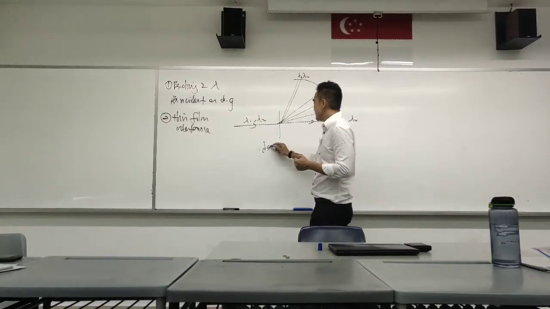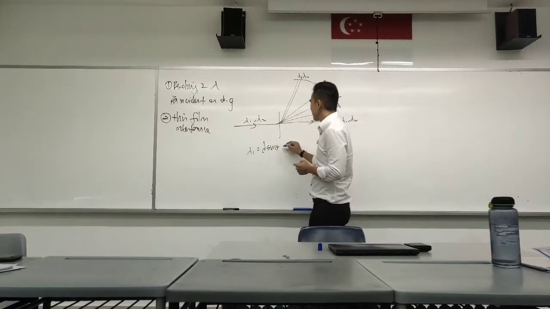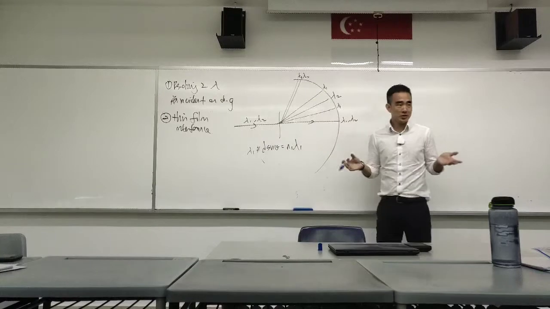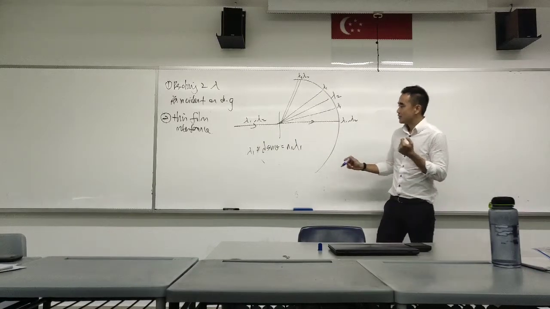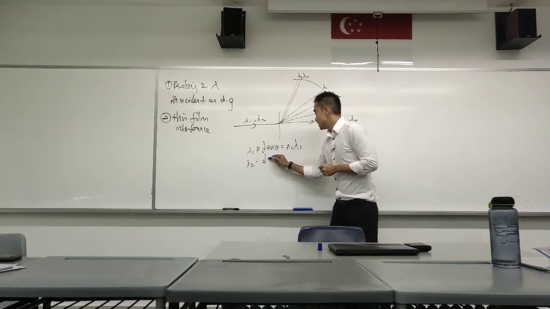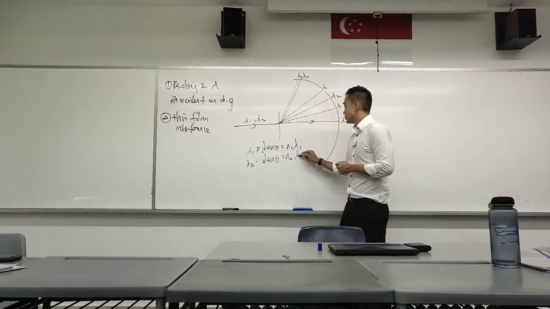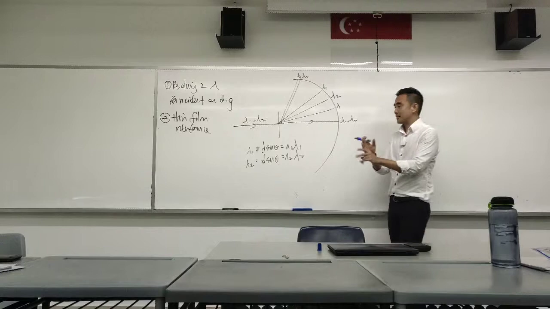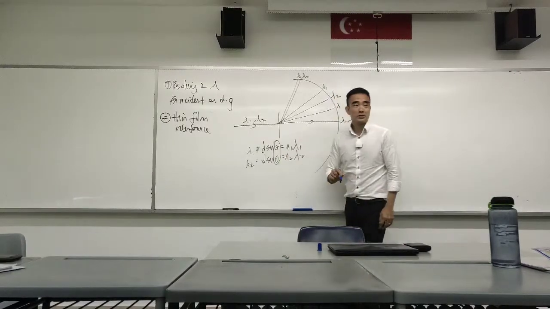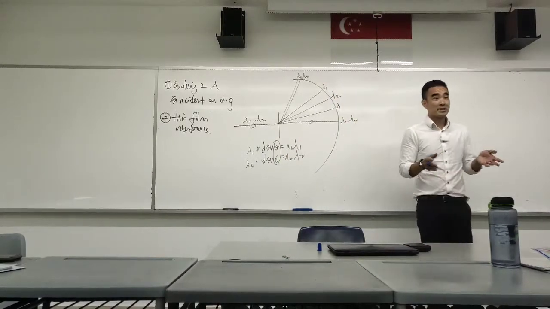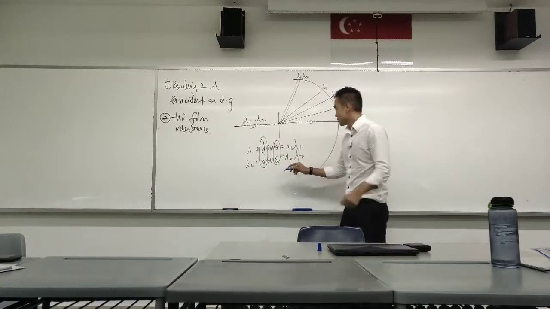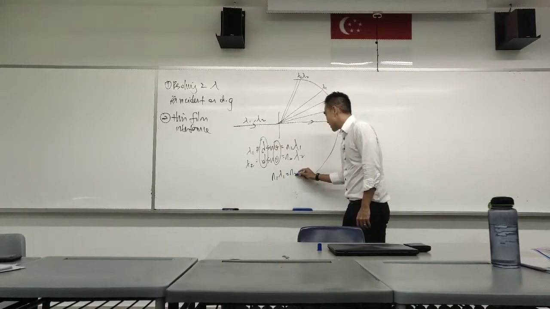Let's apply d sin theta for lambda 1 equals n1 lambda 1, where n1 is an integer and lambda 1 is the wavelength. Do you agree that for lambda 2, d sin theta equals n2 lambda 2? Now, at a point where they coincide, what can you say about these two theta? The same, exactly. And what can you say about the d for the two waves? The same. Excellent. So we can say that n1 lambda 1 equals n2 lambda 2.